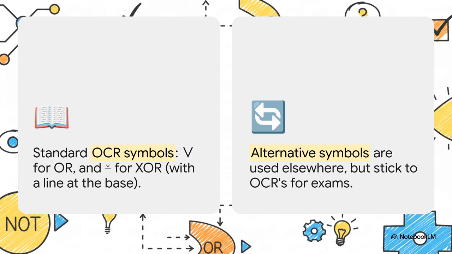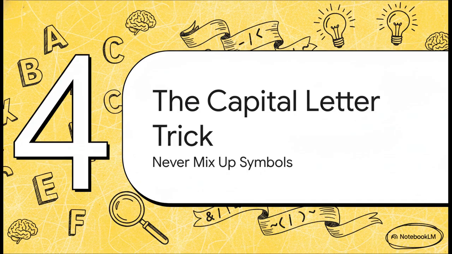And again, you're going to see alternative symbols out there, and while it's awesome to be fully prepared for any curveballs in your wider reading, you really need to lock your eyes on those standard OCR symbols. Now, what's really interesting about this next part is Section 4, the capital letter trick.